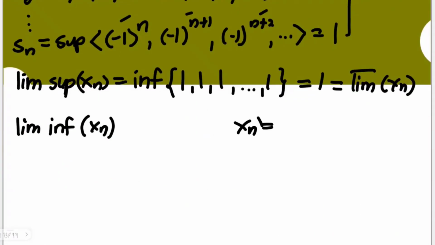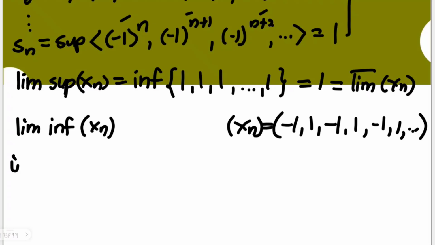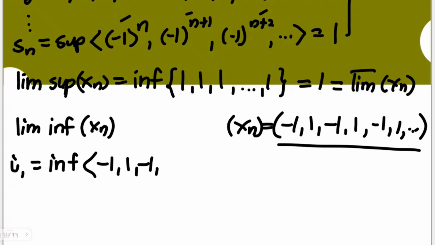Now, for the limit inferior, by the way, this is limit superior. Limit inferior of x sub n, we're going to talk about the supremum of all infimums. So we are going to use the same x sub n here. The elements are negative 1, 1, negative 1, and 1, negative 1, then 1, and so on and so forth. So for the first one here is the infimum of entire of this, negative 1, 1, negative 1, 1, negative 1, and 1, and so on and so forth. The infimum is negative 1.